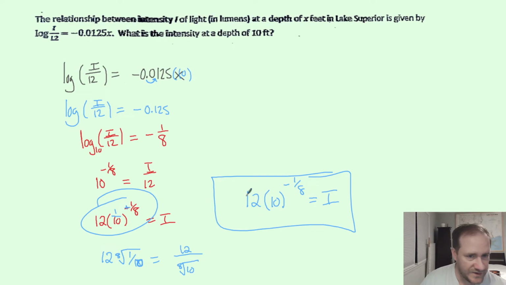Give me the answer just like this. It's fine. Well, not just like this. Lumens. Make sure you give me your units. The light intensity is being measured in lumens.